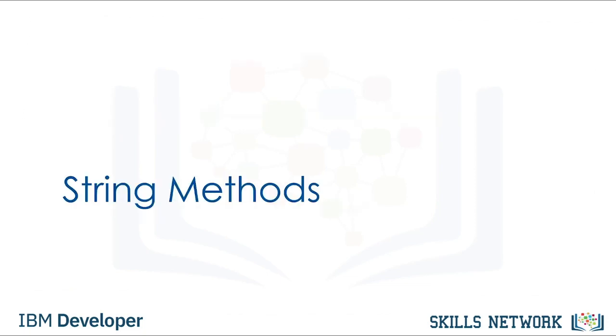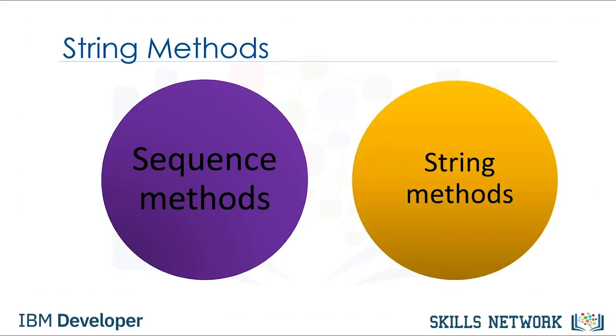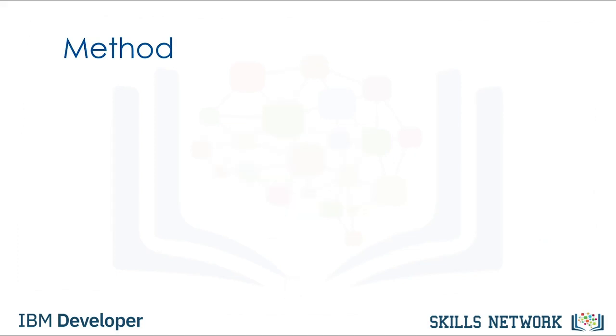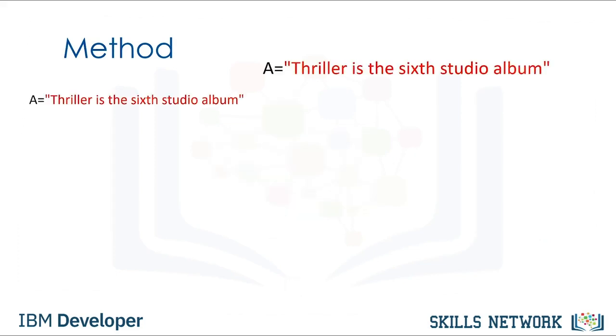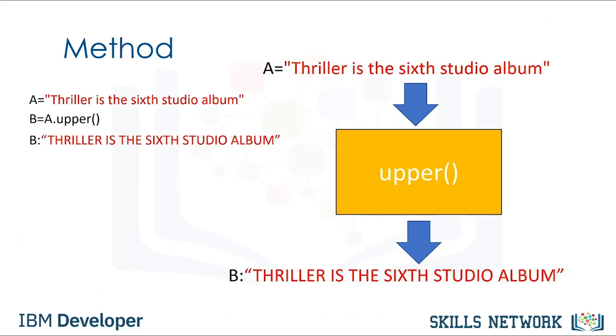Now let's take a look at string methods. Strings are sequences and, as such, have methods that work on lists and tuples. Strings also have a second set of methods that just work on strings. When we apply a method to the string A, we get a new string B that is different from A. Let's do some examples. Let's try the method upper. This method converts lowercase characters to uppercase characters. In this example, we set the variable a to the following value. We apply the method upper and set it equal to b. The value for b is similar to a, but all the characters are uppercase.